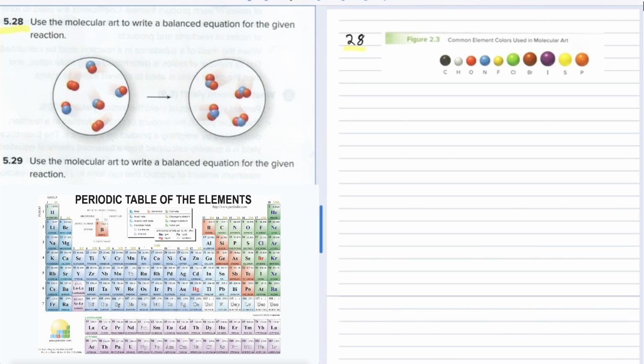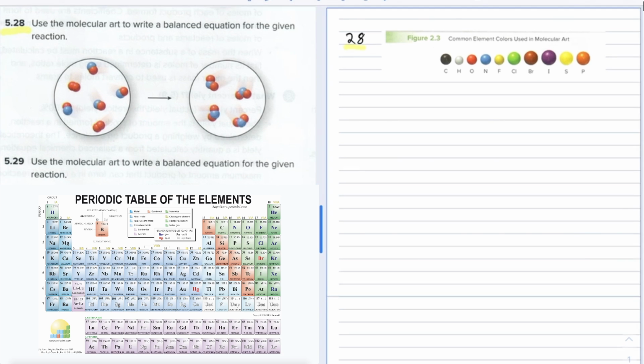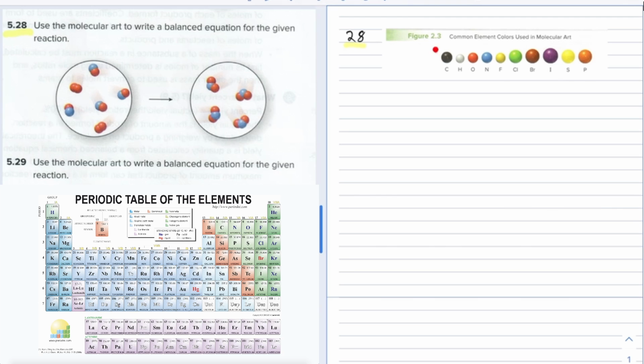Problem 28. Use the molecular art to write a balanced equation for the given reaction. So we got a diagram of what happens here. And to write a balanced chemical equation, we need to know what the chemicals are over here that you're starting with. So these are the reactant chemicals that you're starting with, and those are the product chemicals that you're ending up with. And remember, you can use the figure 2.3.